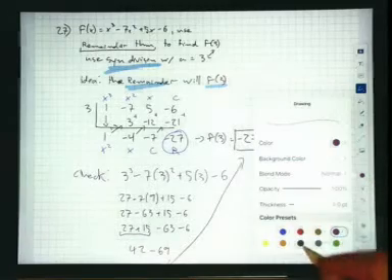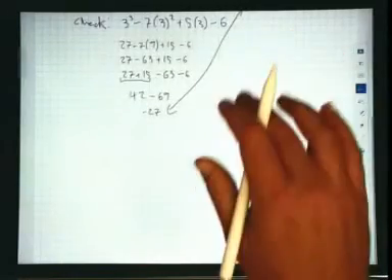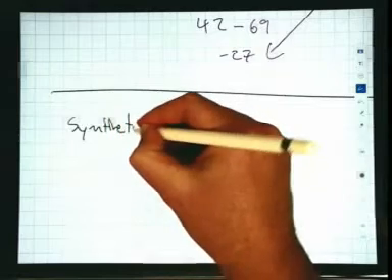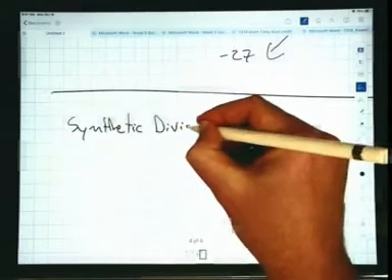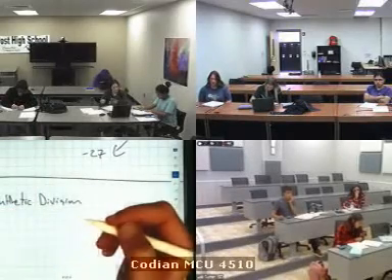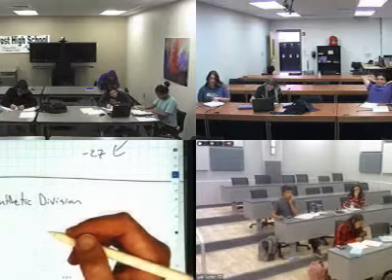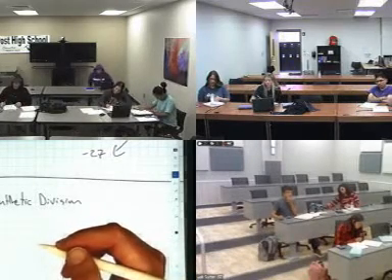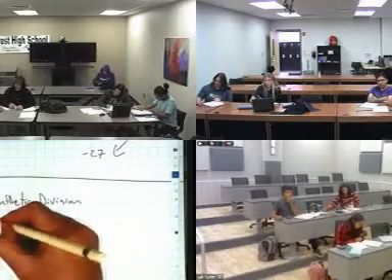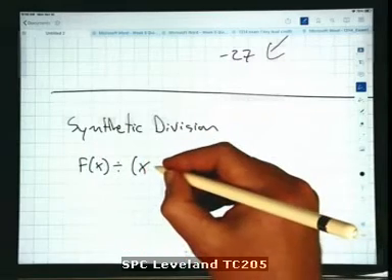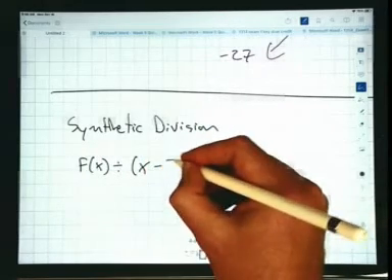While I'm thinking about it, synthetic division. Your conference is scheduled to end in 2 minutes. So, divided by x minus 2.